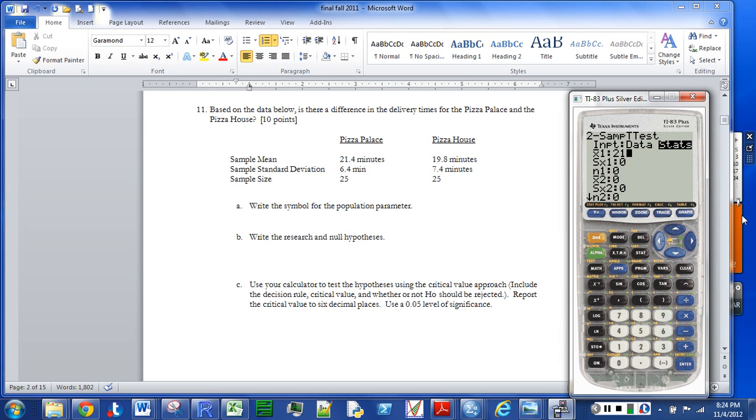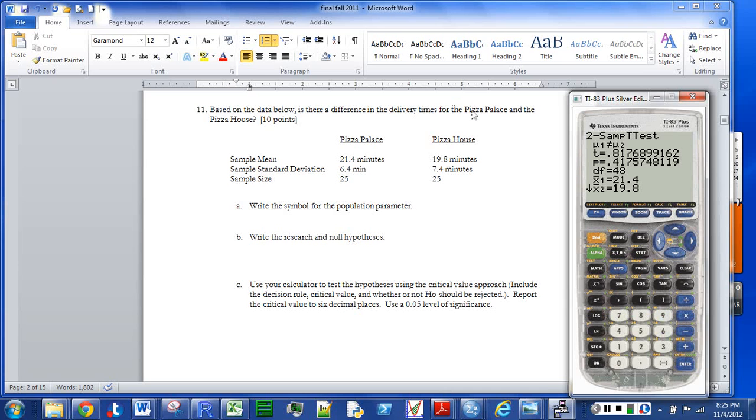So for the first group, 21.4, 6.4, you are entering standard deviations, not variances here, and 25, and 19.8, 7.4, 25, not equal to, and pooled. Then just hit calculate.